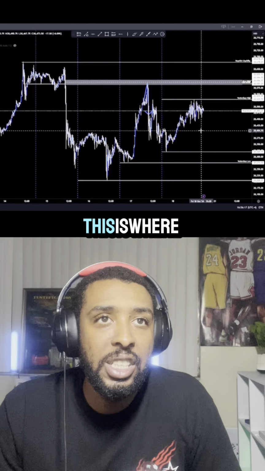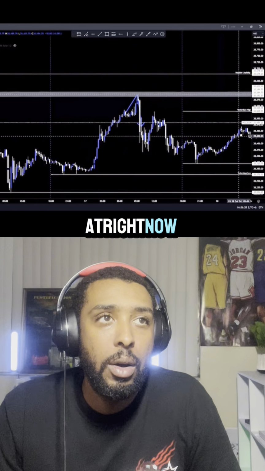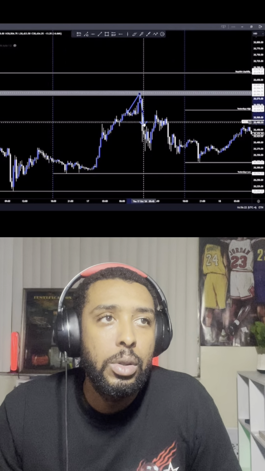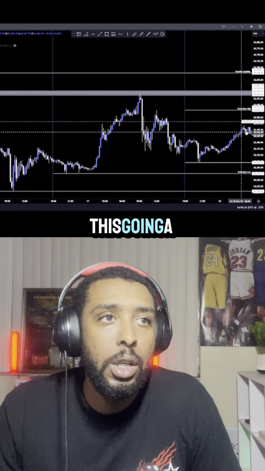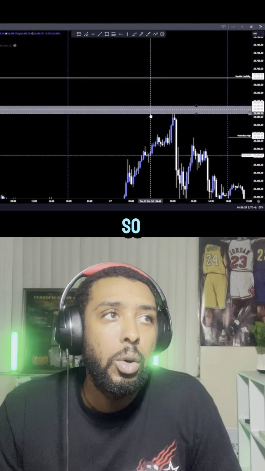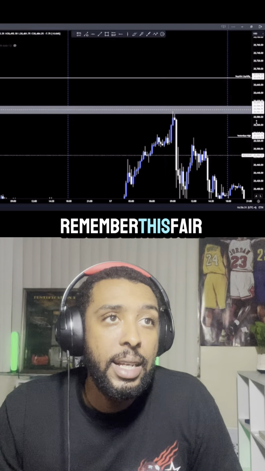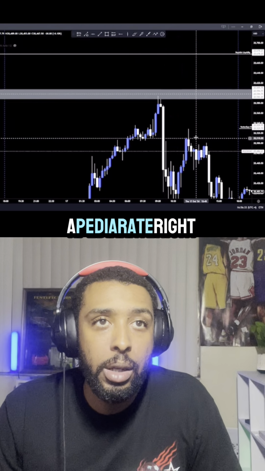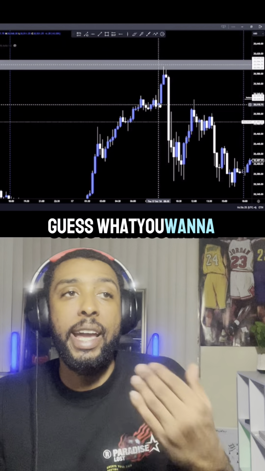We're bouncing here. So this is where we're at right now. This is where price is at right now. So let's go in a little bit deeper. Delete that. So remember, this fair value gap is a PD array, right? So that's where you want to catch your order blocks.